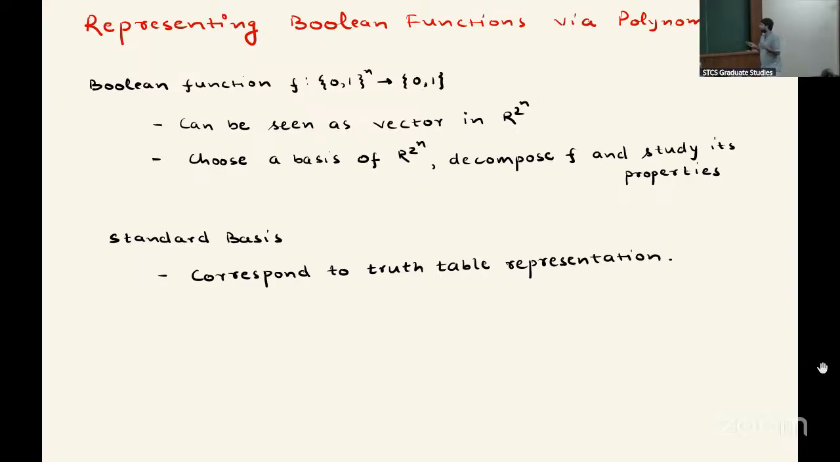Think of them as encoding your favorite problem. Given a Boolean function, we can think of it as a vector in a vector space of dimension 2 to the n. And once you think of them as vectors, you can choose your favorite basis, decompose that Boolean function into that basis, and study the properties of Boolean functions by looking at the decompositions. For example, the standard basis will correspond to truth table representations.